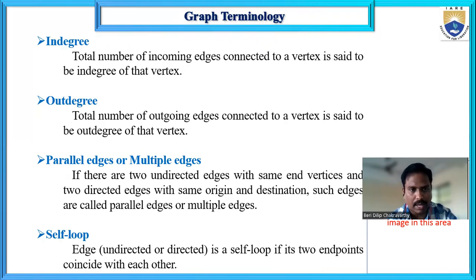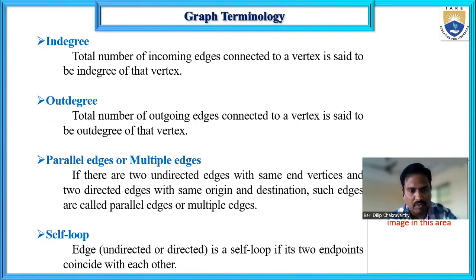Okay. So then parallel edges. There are two undirected edges with the same end vertices. So the vertices are the same, and two directed edges with the same origin and destination. If the same origin and same destination is given, those two edges we call parallel edges.